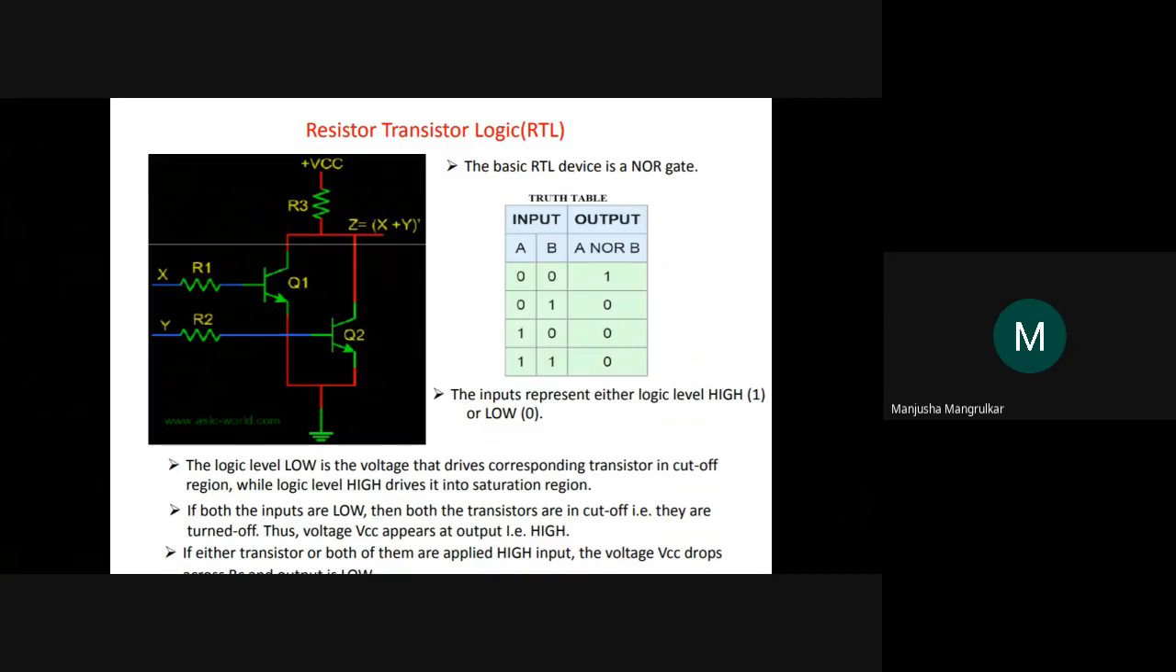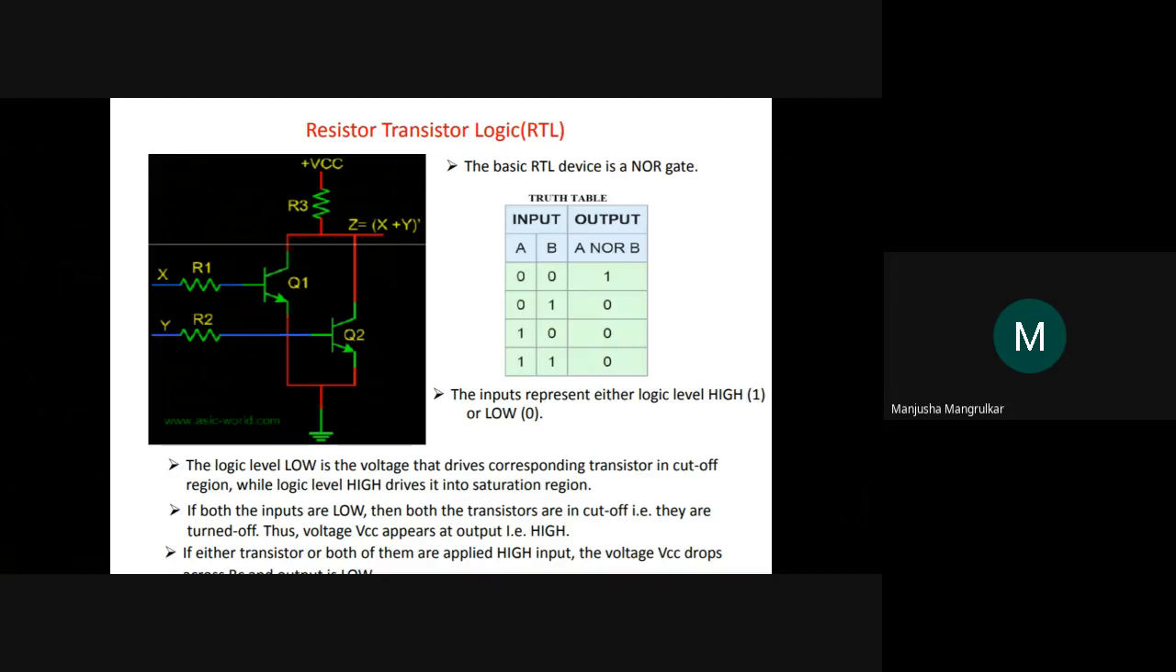Right now, this is resistor transistor logic, RTL. The circuit is designed by using only resistors and transistors. Now this X and Y are inputs and Z is the output. Here is the VCC. Suppose this first condition we will consider. This is a NOR gate. This will fulfill the truth table of the NOR gate.